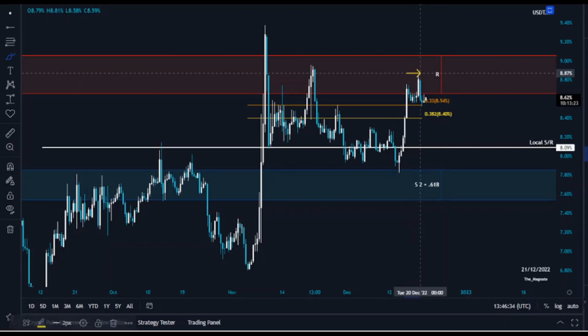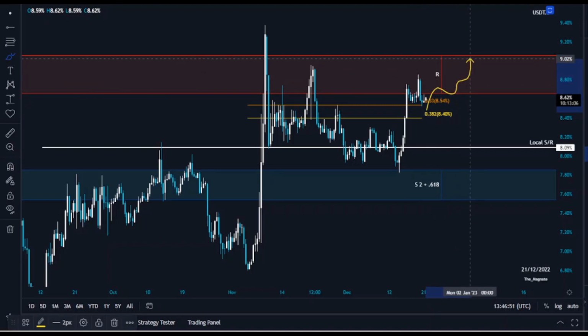So at the moment, we are just getting rejection from 8.90%, and the lower time frame, mid time frame, as well as the mid-high time frames are under the bulls' control. As long as we do not lose 0.382 in the coming days, there is a chance that we may visit all the way up to 9.5%.